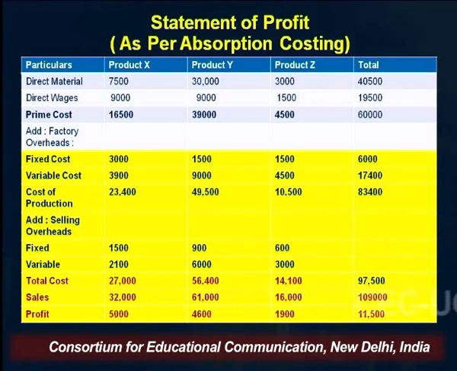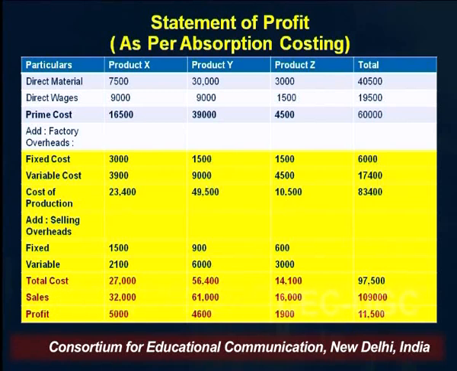Sales reported in the question is 32,000. Profit for X comes to be 5,000. The same process we shall be replicating for product Y as well as Z. Remember what we are doing while writing the factory overhead, we are taking up both, that is fixed as well as variable cost, fixed as well as variable manufacturing overhead, whereas in marginal costing we were only taking up variable manufacturing overhead, right? So if we follow the same process for calculating, product Y is giving me the profit of 4600 and product Z is giving me the profit of 1900.